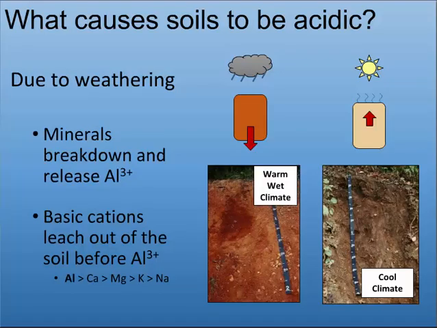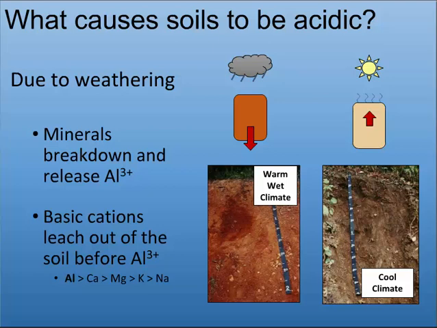So what causes these soils to be acidic? A lot of it can be due to weathering. Minerals in our soils can contain a lot of aluminum, and as they break down and weather over time, they're going to release that aluminum. So the older your soil is, the more weathering that's occurred, you can have a lot more aluminum, and it means the soil can be more acidic in its nature.